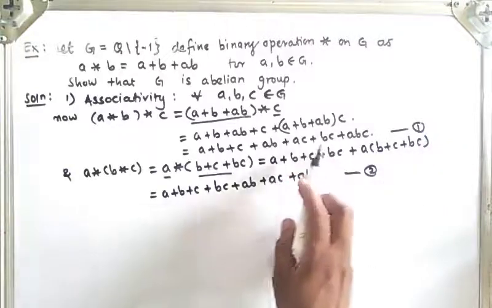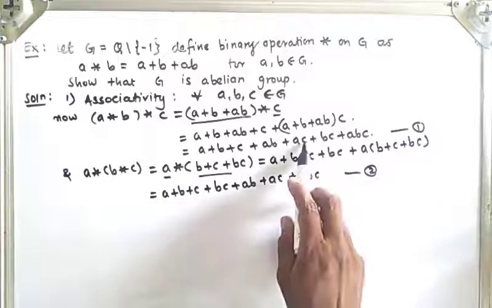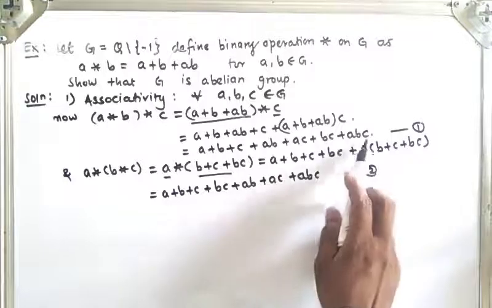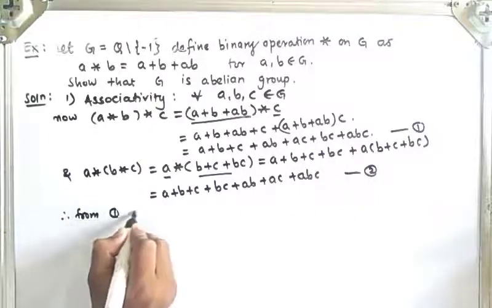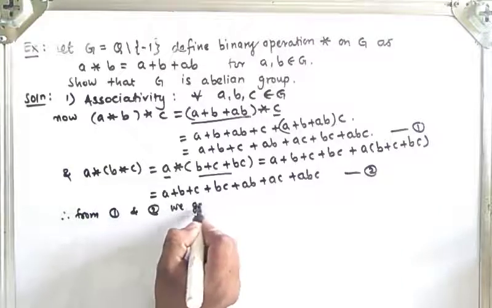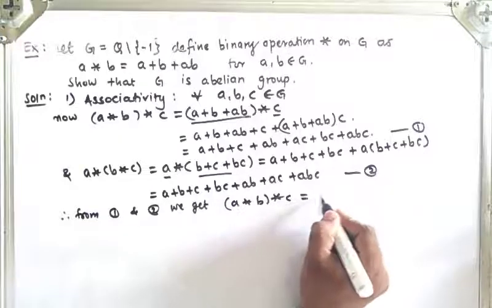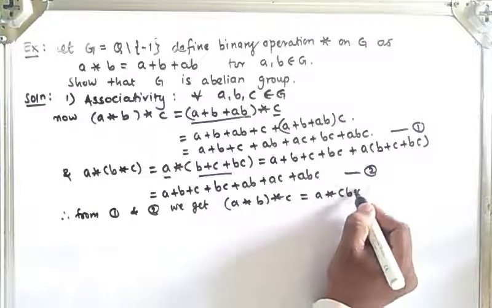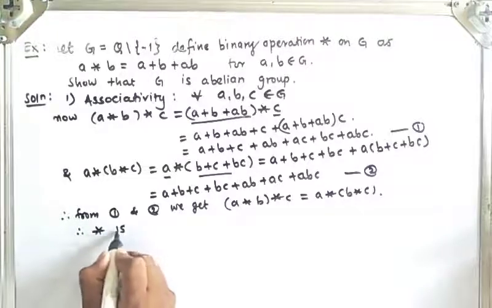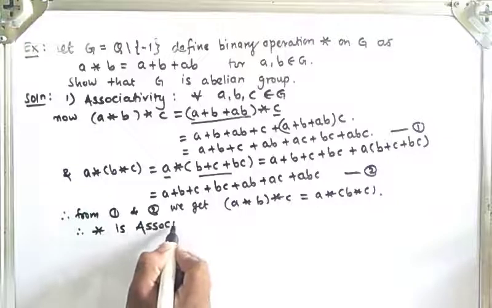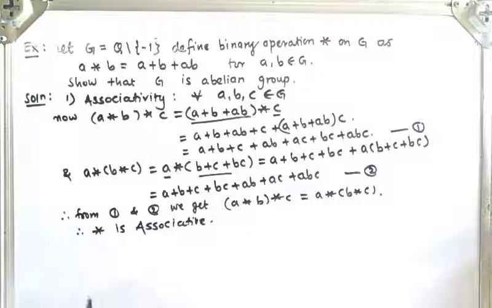So from 1 and 2, the RHS is the same: A plus B plus C plus AB, AC, BC and A into B into C. Therefore from 1 and 2 we get, what will we get? A star B star C is equal to A star B star C, which means star is associative. Therefore star is associative. Right. Now next condition, identity.